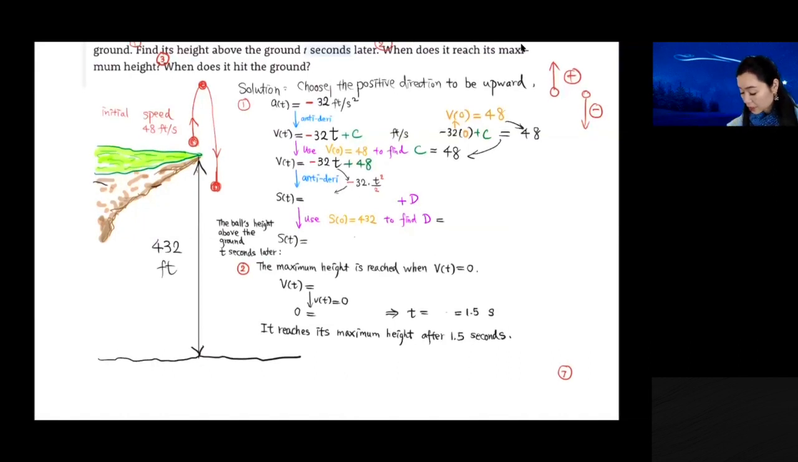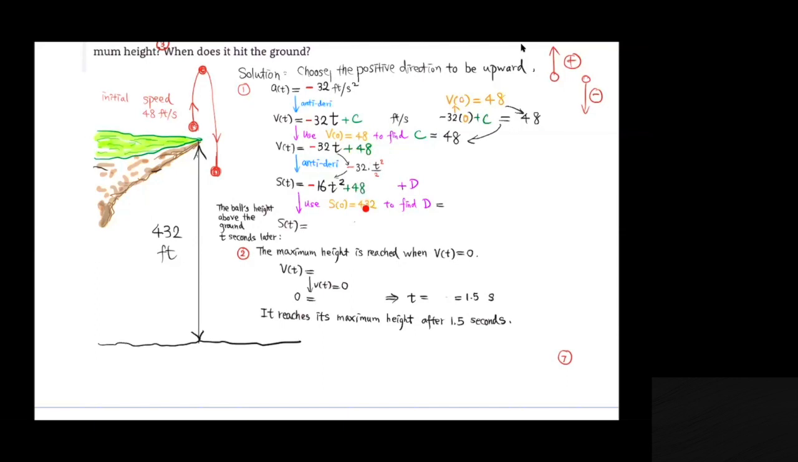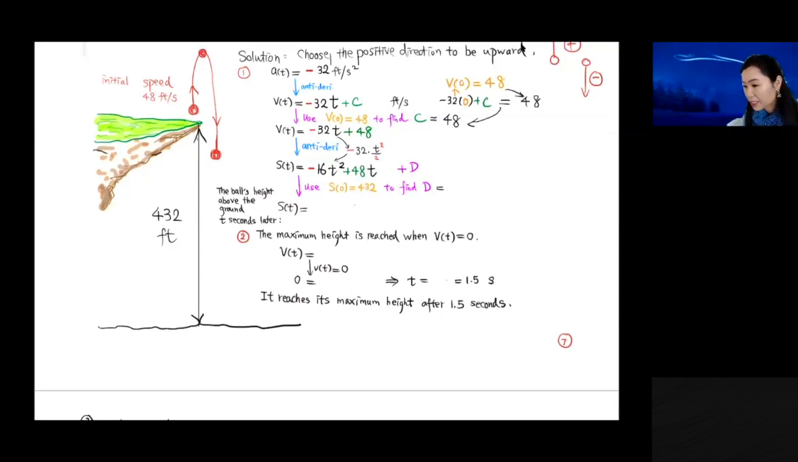Now we take the antiderivative one more time to find the position function. So the antiderivative of this is negative 16T squared. When you differentiate this, you get negative 32T, right? And adding 48. What should I put over here? The antiderivative of 48 is 48T. And add a constant D right here.